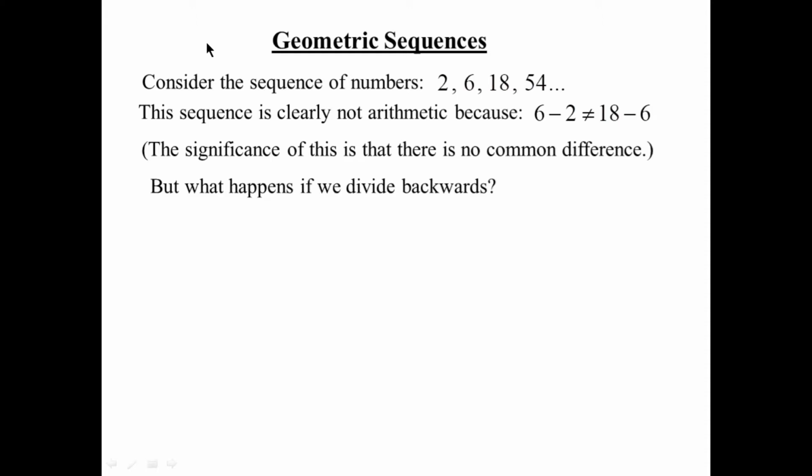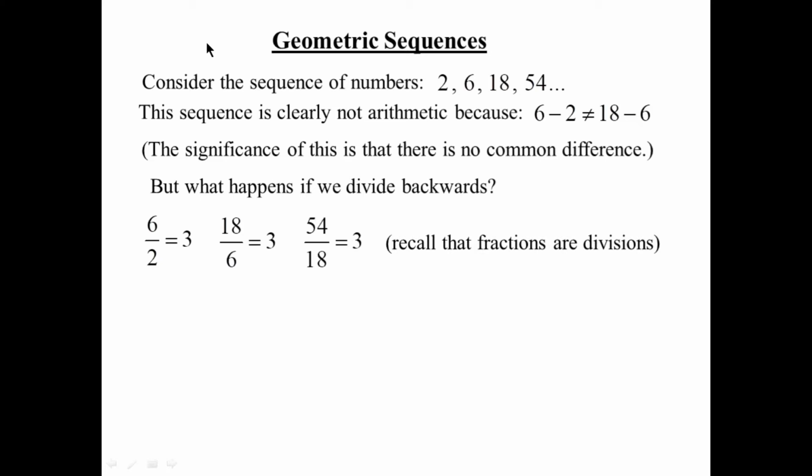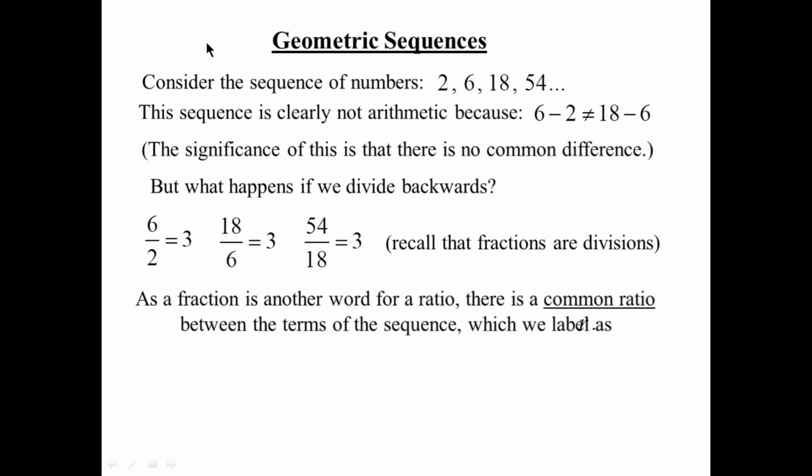But what happens if we divide backwards instead of subtract? 6 divided by 2 equals 3. By the way, fractions are divisions. 18 divided by 6 is 3. And we keep getting the same thing. 54 divided by 18 is 3. So we can conclude that, as a fraction is another word for a ratio, there is a common ratio because we always get this common fraction here. It's always 3. There's a common ratio between the terms of the sequence.